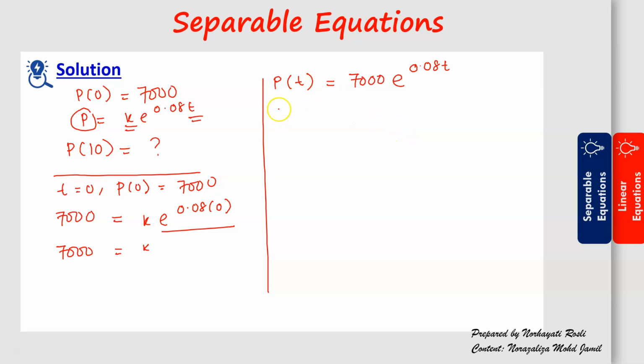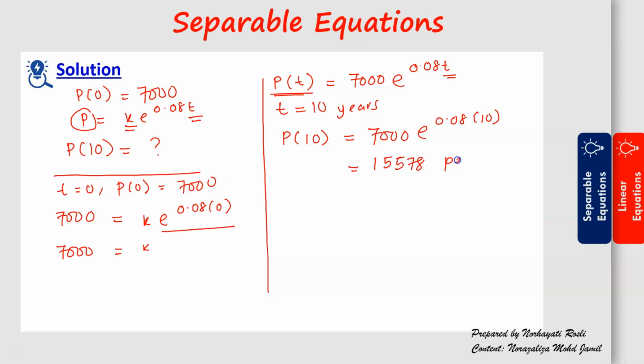So now class, we know that we want to find the population at t equal to 10 years, so we will have P at 10 years equal to 7,000 times exponential of 0.08 times 10, and you need to substitute t with 10. When we solve this using a calculator, we get the answer equal to 15,578 people. It means that for 10 years, that town will have 15,578 people.